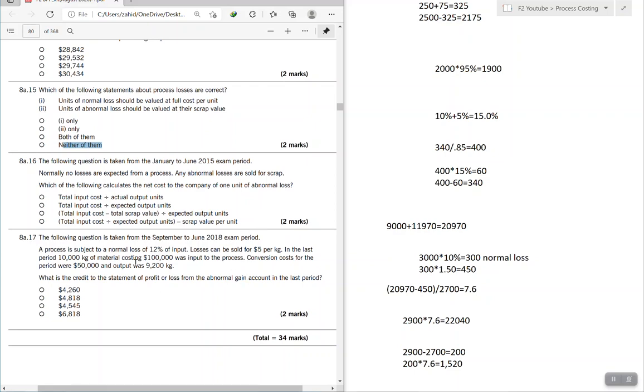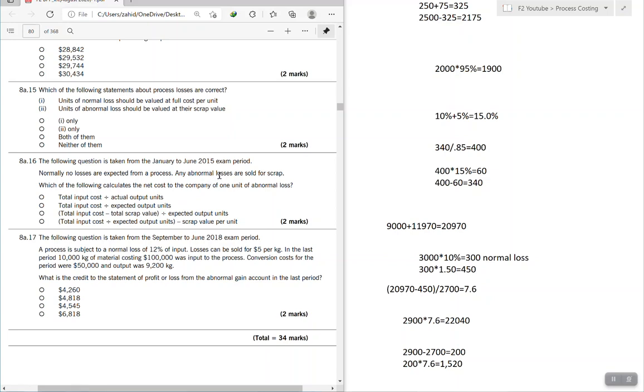The following question is taken from the June 2015 exam. Normally, no losses are expected from a process. Any abnormal losses are sold for scrap. Which of the following calculates the net cost to the company of 1 unit? So this simply means expected cost. If there is no loss, then it is total input cost divided by whatever is output, expected output. So total input divided by expected output.